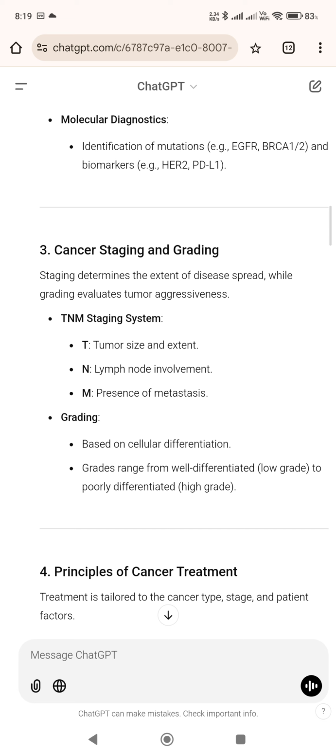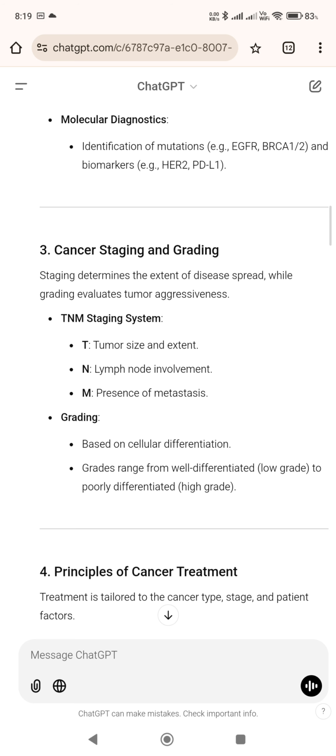3. Cancer staging and grading. Staging determines the extent of disease spread, while grading evaluates tumor aggressiveness. TNM staging system: T, tumor size and extent. N, lymph node involvement. M, presence of metastasis. Grading, based on cellular differentiation. Grades range from well-differentiated, low grade, to poorly differentiated, high grade.